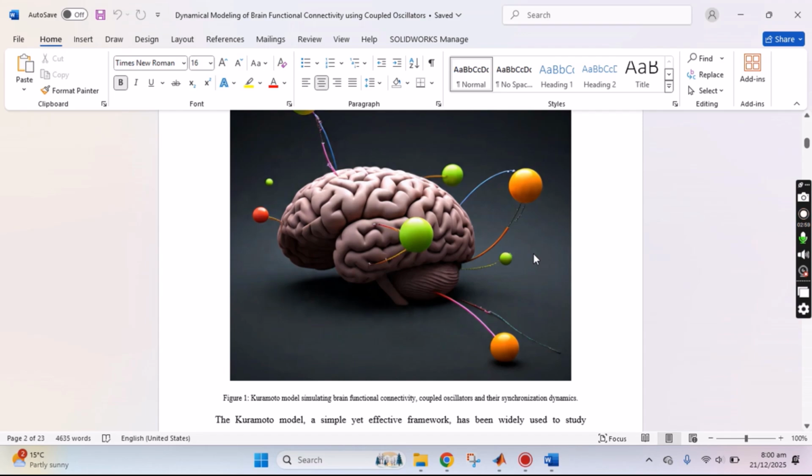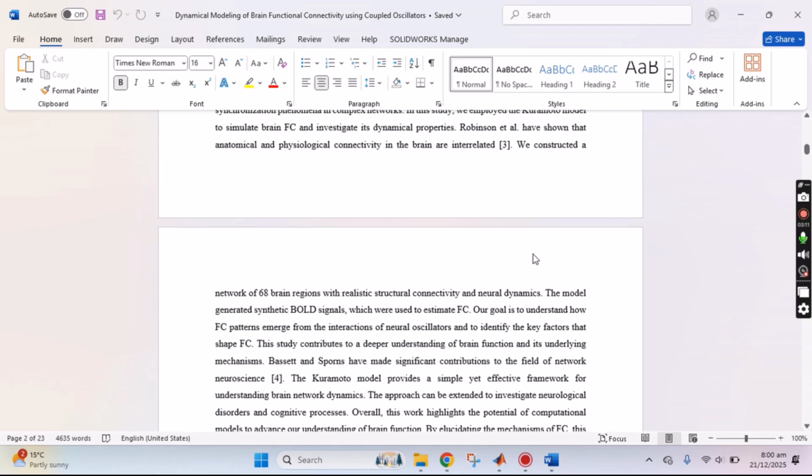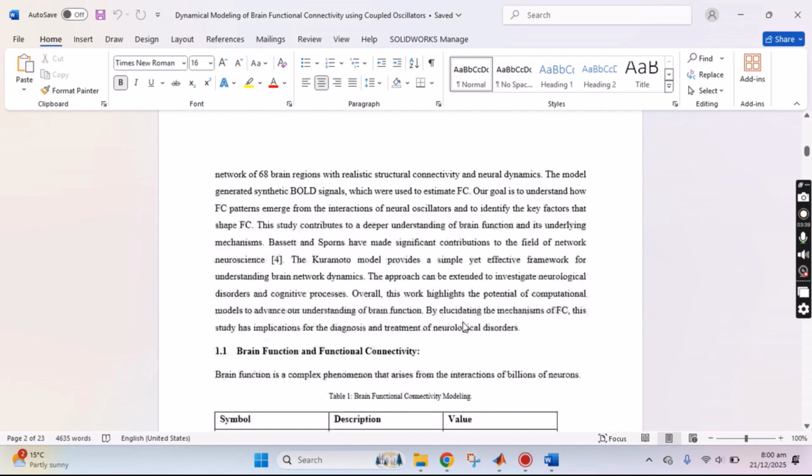The Kuramoto model provides how the brain's functional connectivity arises from coupled oscillators and their synchronization dynamics. The 68 brain regions, with realistic structural connectivity and neural dynamics, provide the BOLD signals, and these signals were used to estimate the functional connectivity. Our main goal is to understand how functional connectivity patterns emerge from the interactions of neural oscillators and to identify the key factors that shape the functional connectivity.